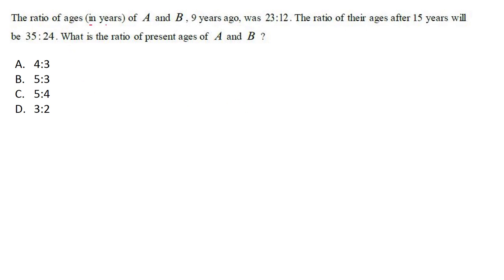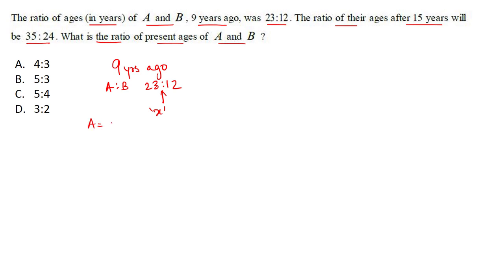So we'll move on to the new questions. The ratio of ages in years of A and B 9 years ago was 23:12. The ratio of their ages after 15 years will be 35:24. What is the ratio of present ages of A and B? Now the problem is we don't know the present ages. We want to find the ratio of the present ages. So we are going to go 9 years ago. At that time the ratio of age of A to B was 23:12. Since this is the ratio and not the actual age, we are going to consider a common factor x that gives the actual age of A as 23x years and of B as 12x years.